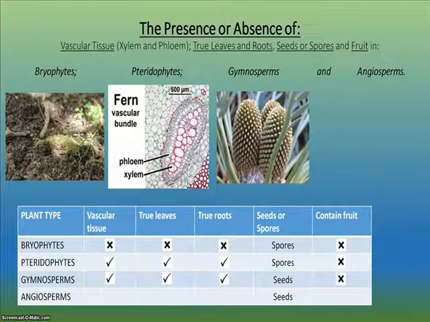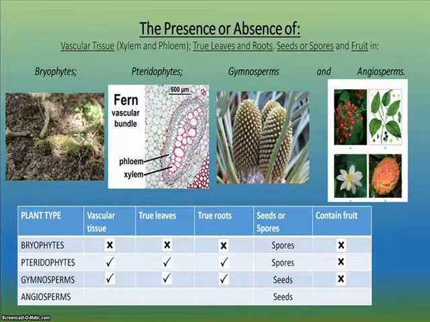true flowers or fruits. Angiosperms contain xylem and phloem, and so can be called vascular plants. Unlike gymnosperms, the seeds are found in a fruit, but it also has real roots and leaves.